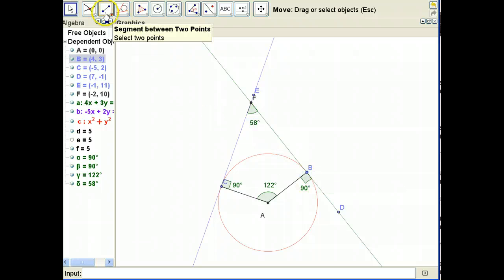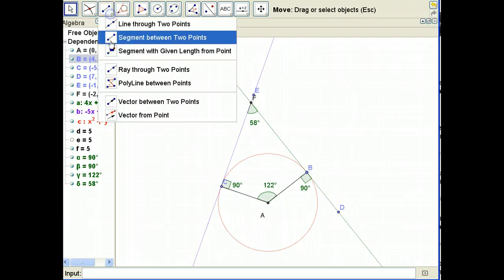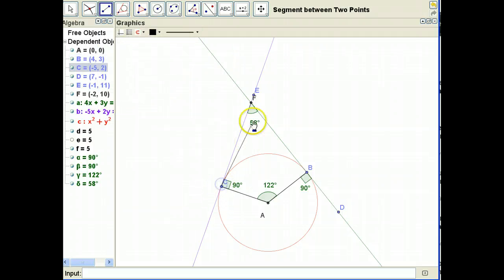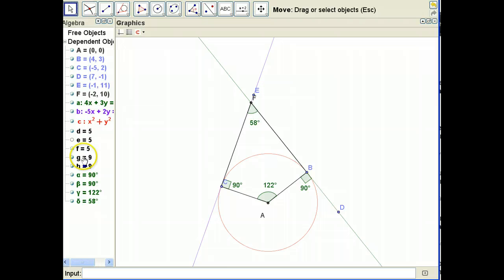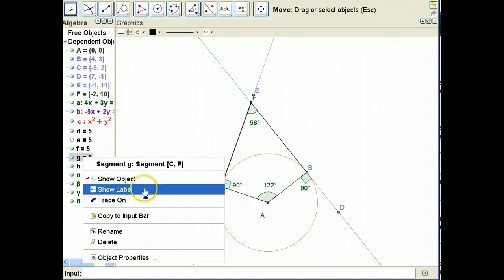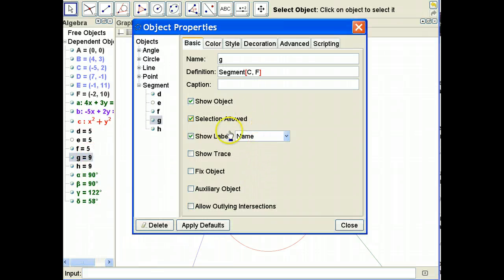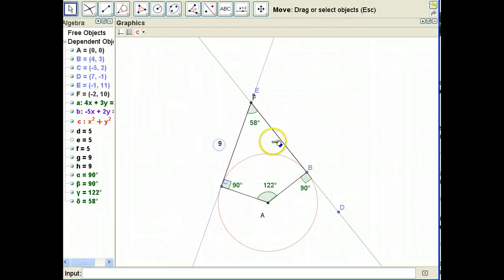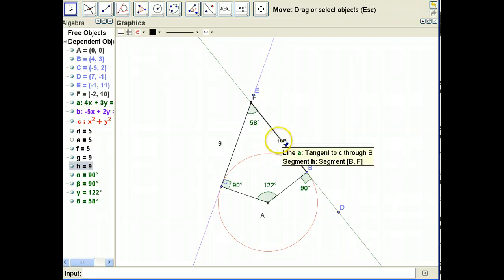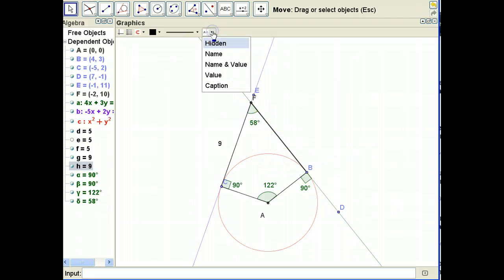To do that, we'll create line segments on top of our tangents. So segment, click, click, and then over here. Now we have two new line segments. Let's show those values. One of them was G. Not the label, actually I want the value. Object properties, show value, and then I want the same thing for H. If you click on the segment up here, there's a drop down box where you can choose value. So look at that, both of those are 9 right now, 9 units long.